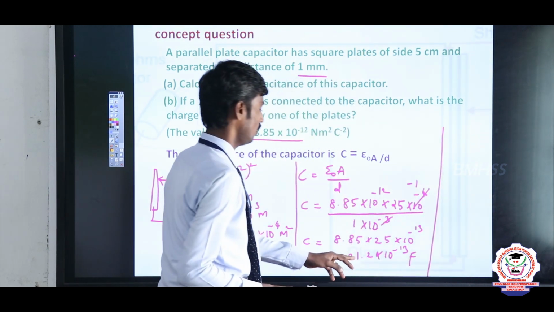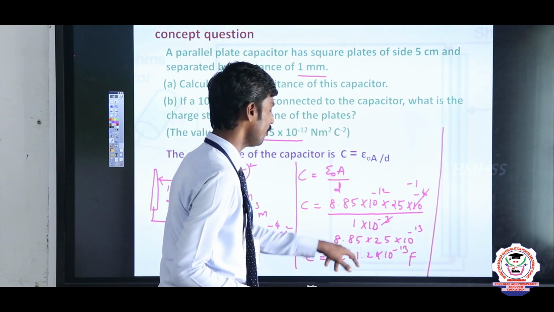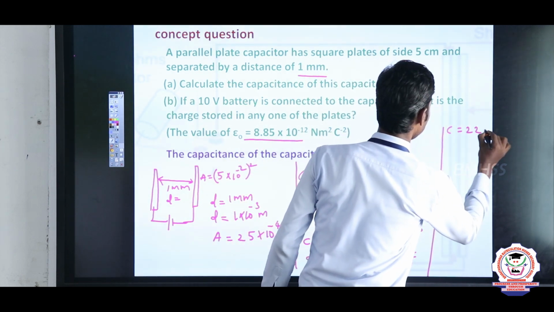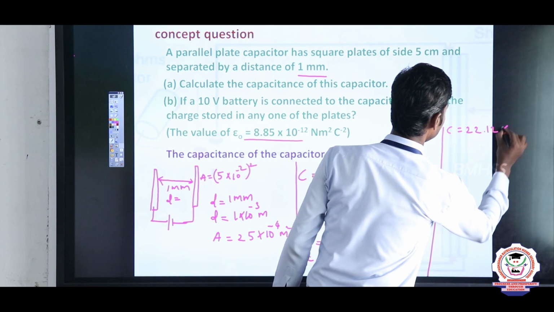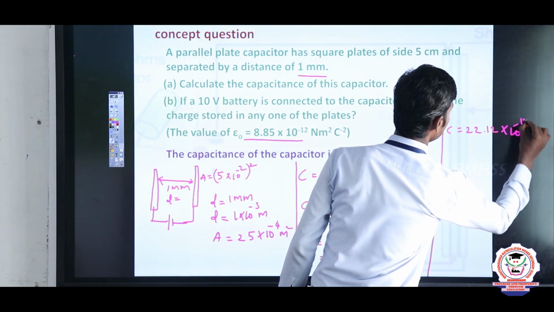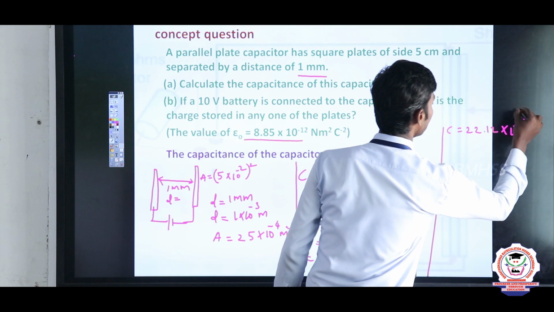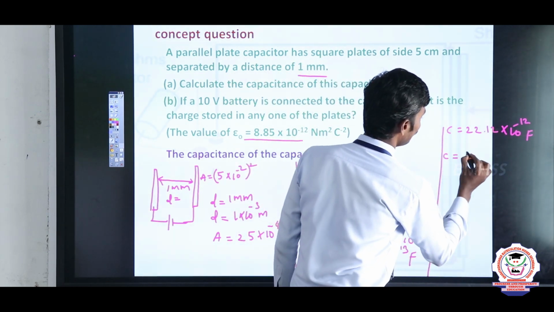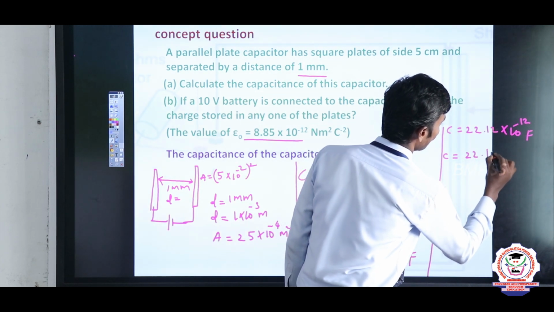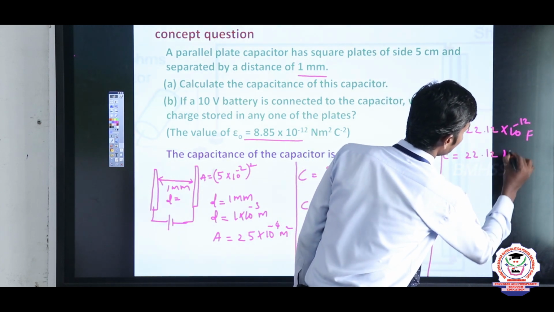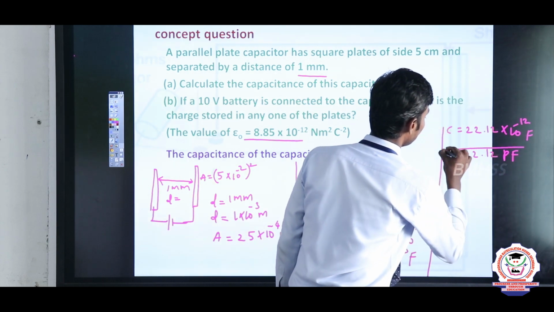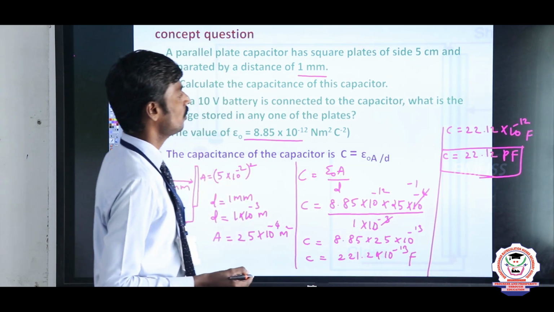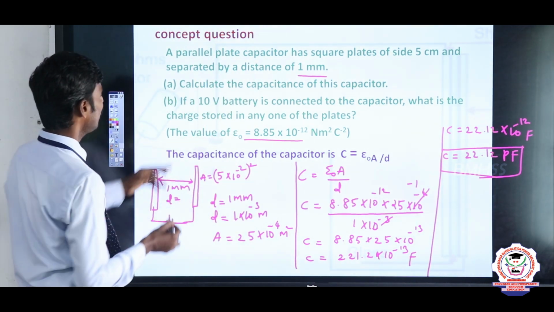Now convert to picofarad. C equals 22.12 into 10 power minus 12 farad. 10 power minus 12 is nothing but pico. So substituting this value, C equals 22.12 picofarad. This is the capacitance of the parallel plate capacitor, the answer. Next question.